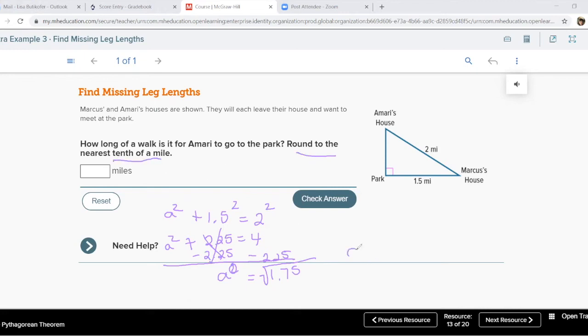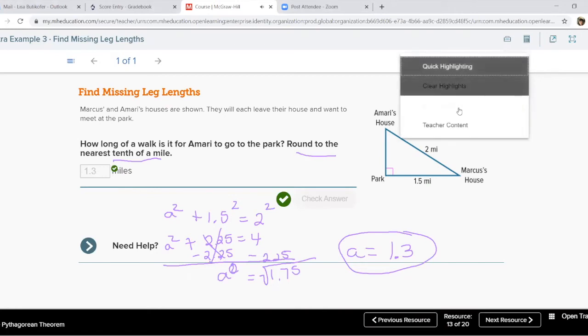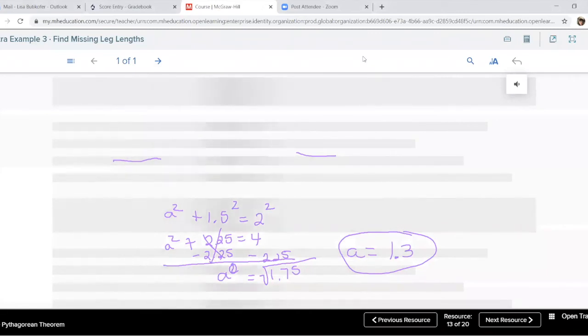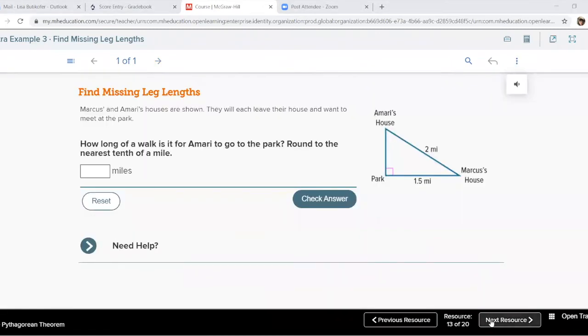So a equals 1.32. If we round it to the nearest tenth, it'd be 1.3. And that is your answer. So let's check it. Voila.